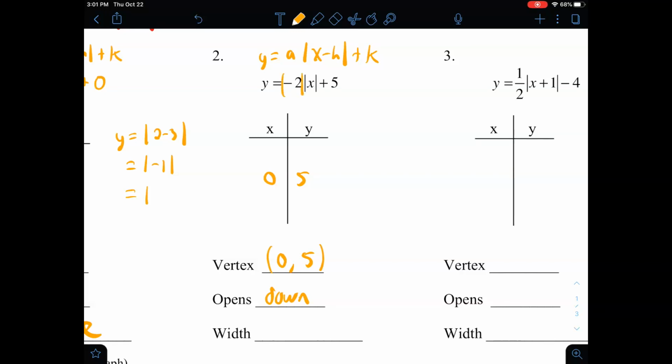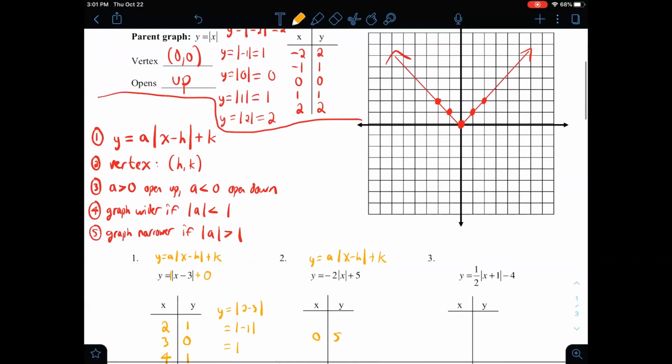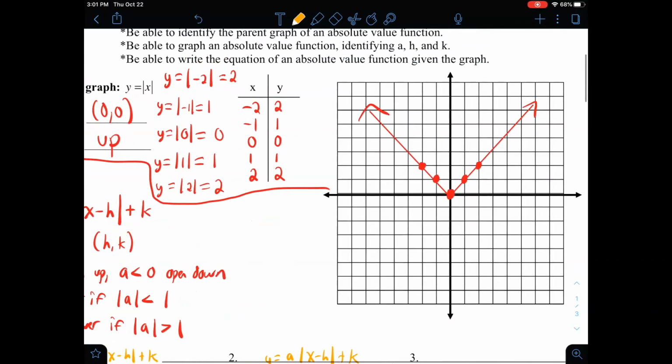The absolute value of -2 is actually bigger than 1, so this is going to be a narrower width, basically. And why does that happen?